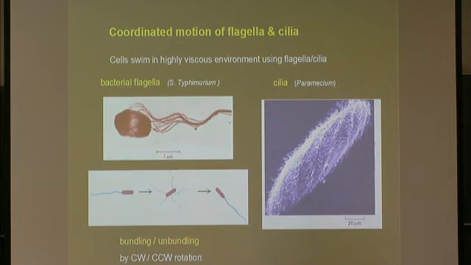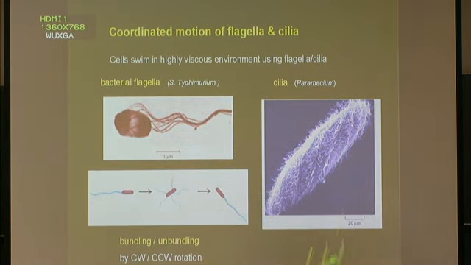The right panel shows the cilia on a paramecium. It has about 5,000 cilia on its surface, and you see a wave pattern. This wave pattern propagates from the tail to the head of the cell, so it's called a metachronal wave.